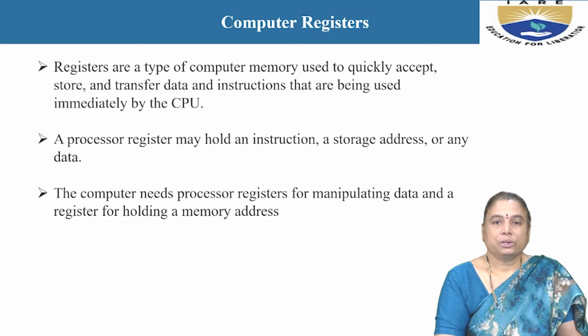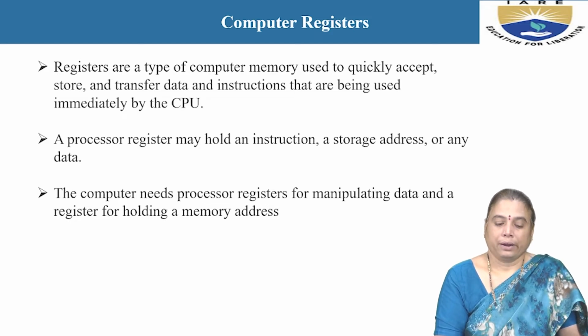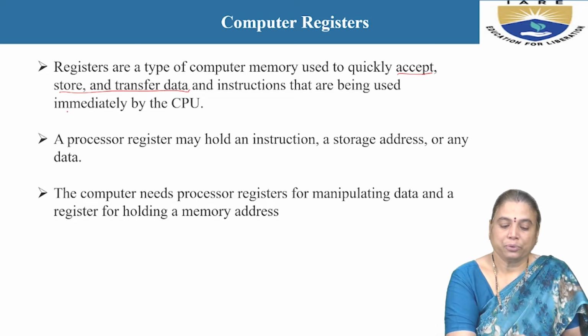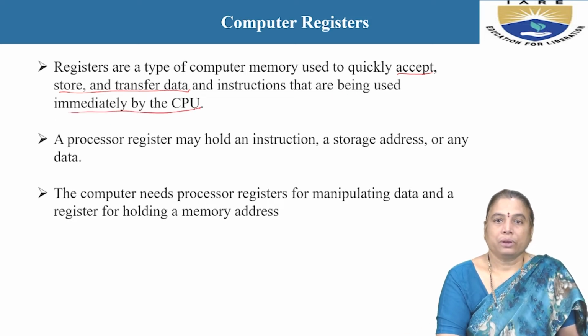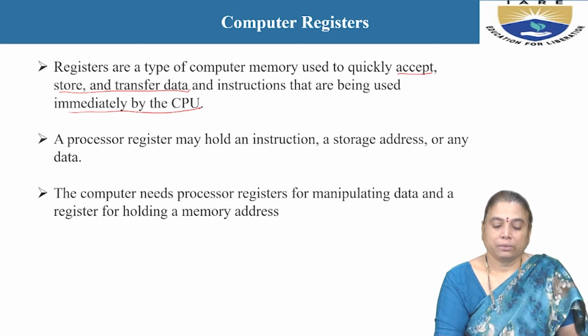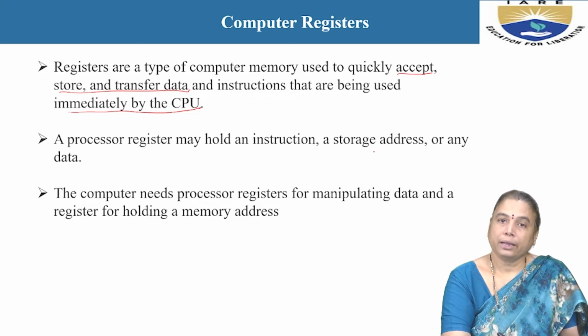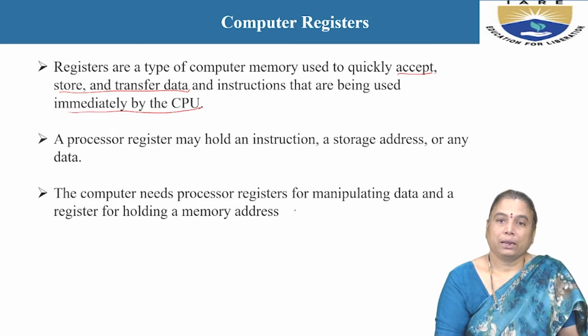So here for instruction execution, some registers are required. Registers are the type of computer memory used to quickly accept, store and transfer data and instructions that are being used immediately by the CPU. It is a small storage available on the CPU so that processing can be done quickly. A processor register may hold an instruction, a storage address or any data. The computer needs processor registers for manipulating data and a register for holding the memory address.